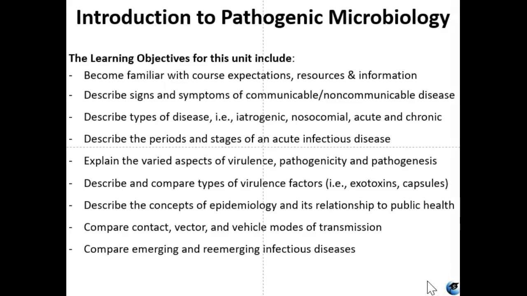First, we want to talk about signs and symptoms, communicable diseases versus non-communicable disease, different types of disease, specifically iatrogenic, nosocomial, acute, chronic disease, the periods and stages of an acute infectious disease, different aspects of virulence, pathogenicity, pathogenesis, comparing different types of virulence factors, specifically exotoxins, capsules, epidemiology and its relationship to public health, different modes of transmission, contact, vector, vehicle modes of transmission, and then emerging and re-emerging infectious diseases.